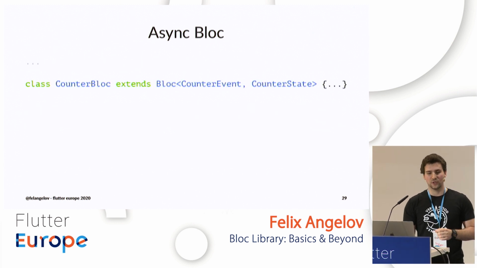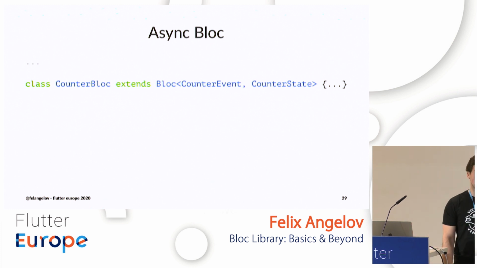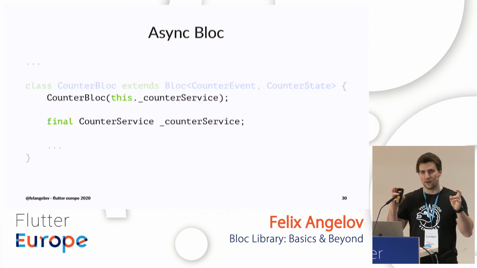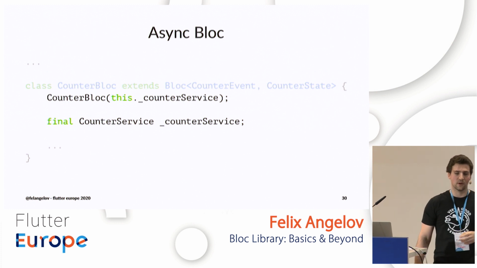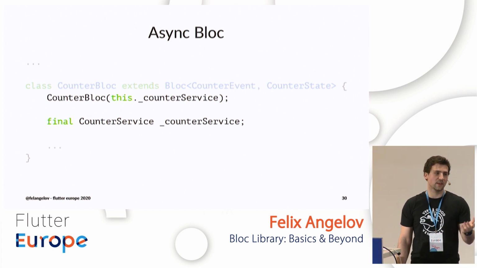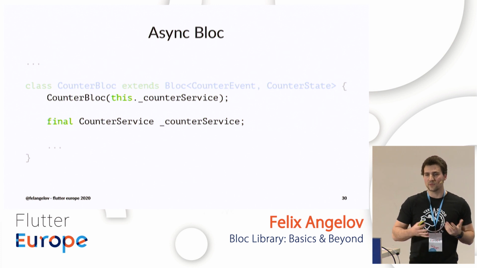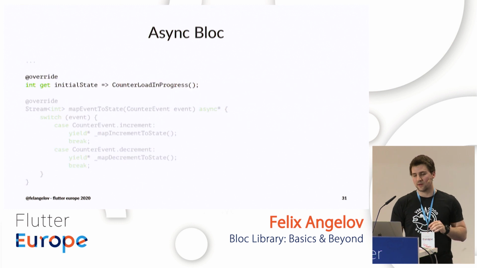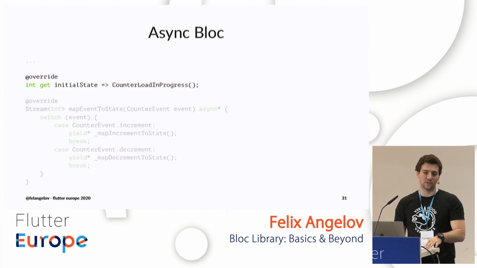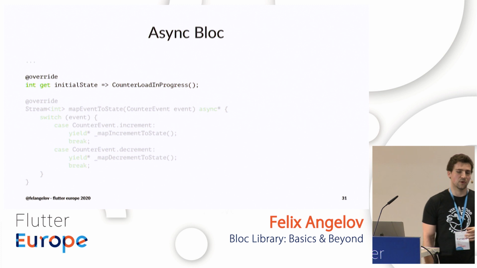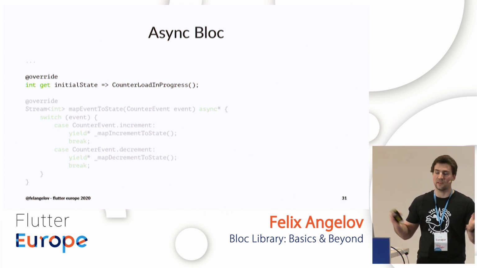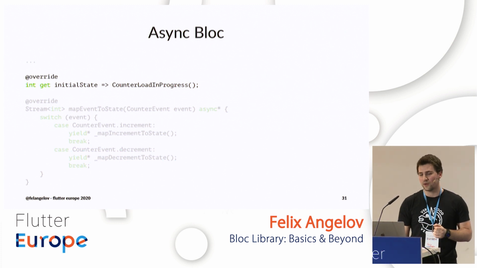And then the next thing we need to do is change the type of our block from outputting integers to outputting counter states. Let's assume in this case we have a counter service or repository, whatever you want to call it, that the block is going to be interfacing with. That's going to encapsulate all of the asynchronous data transformation and sending things back and forth. So that gets injected into the block. We can update our initial state to start off at load in progress. If you want to start with a loading indicator, for example, you can even create a separate initial state if you want to show some empty content right away.